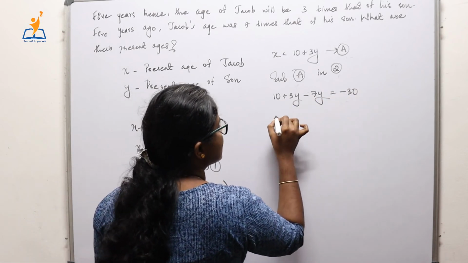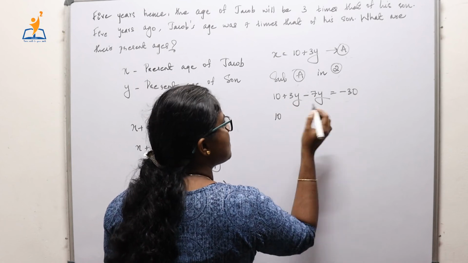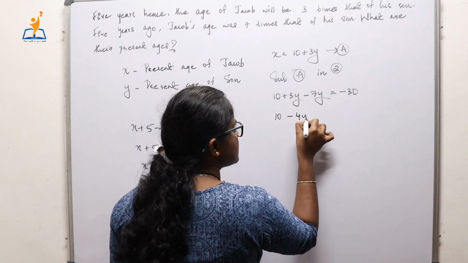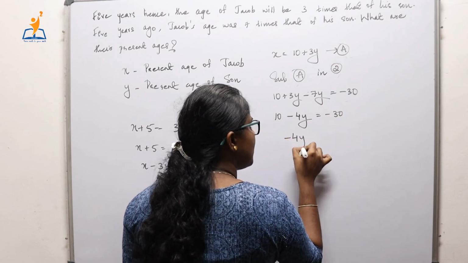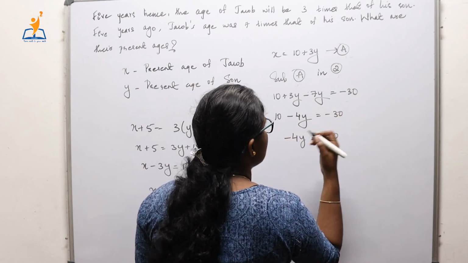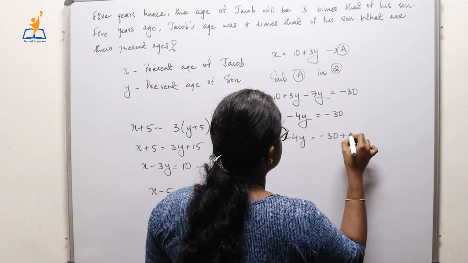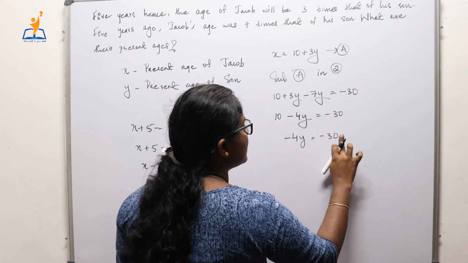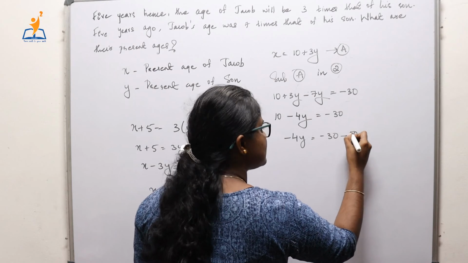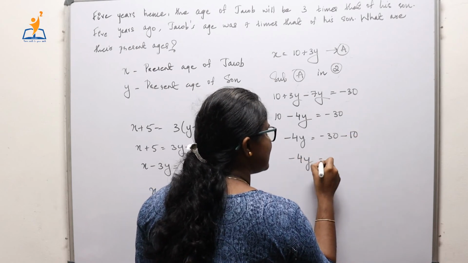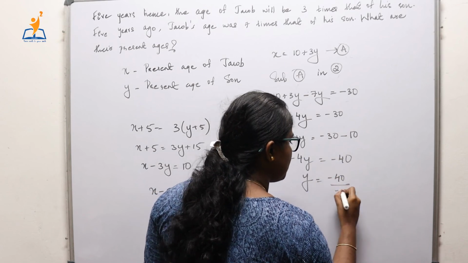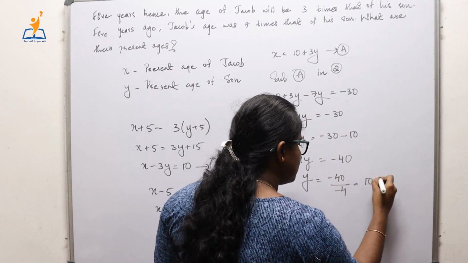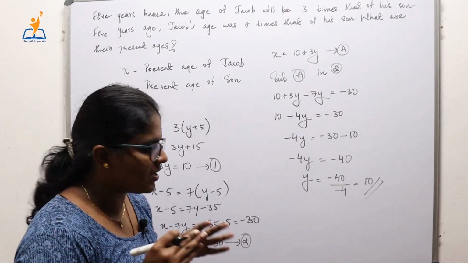So we get 10 plus 3y minus 7y, which is nothing but minus 4y equals minus 30. So minus 4y will become minus 30 minus 10, since 10 is moved across. So minus 4y is minus 40, which means y becomes minus 40 by minus 4, which is equal to 10. So y is equal to 10.